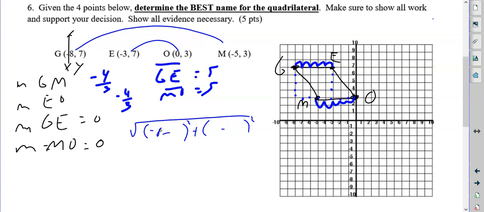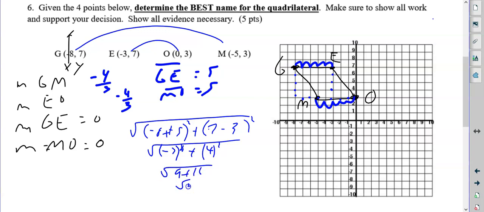Negative 8 minus negative 5. So that becomes plus. And 7 minus 3. That gives me 5 minus 8 is negative 3 squared, plus 7 minus 3 is 4 squared. That's 9 plus 16, which is the square root of 25, which equals 5.